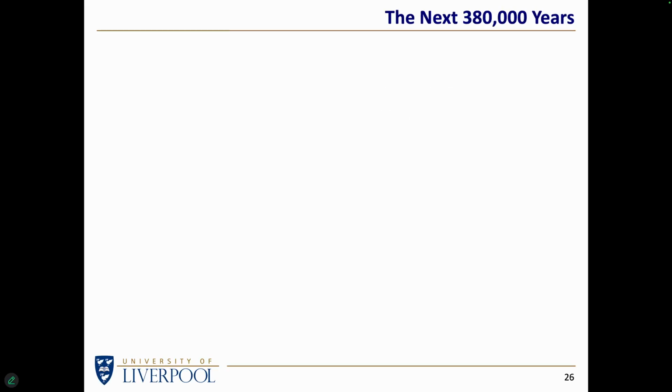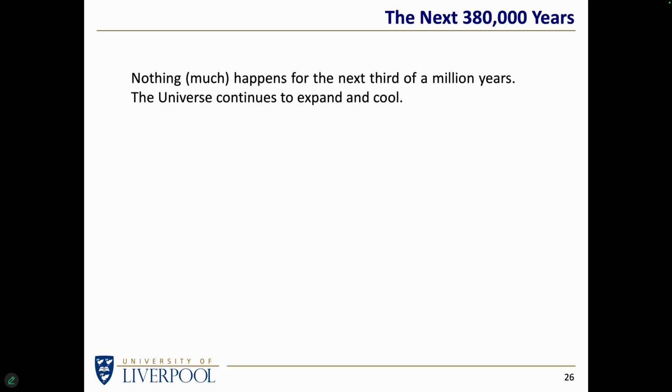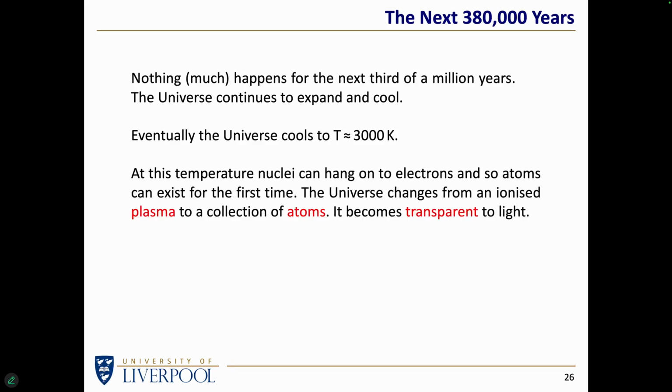We're now going to fast forward 380,000 years, because nothing much of any consequence happens for the next third of a million years or so. The universe continues to expand and the universe continues to cool. Eventually, the universe reaches a temperature of about 3000 Kelvin. Why is that particular number relevant? Well, because that's the temperature at which nuclei can hang on to electrons.